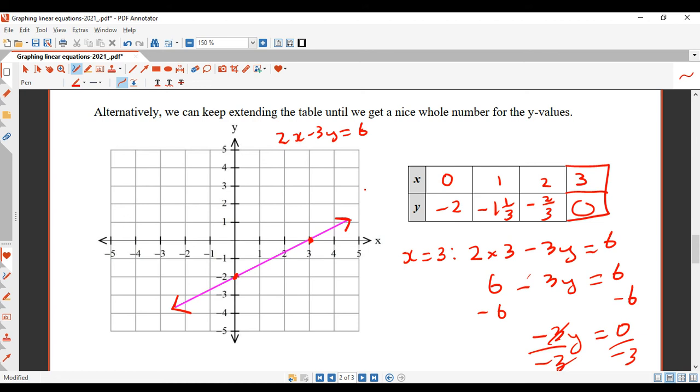And you don't have to plot all the points. You can just plot 2 if you want. So I plotted this point and I plotted this point, right? I only need 2 points as a minimum to draw a straight line.